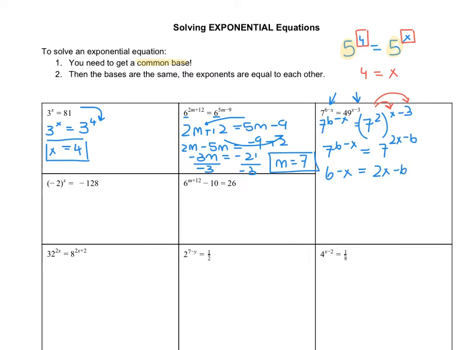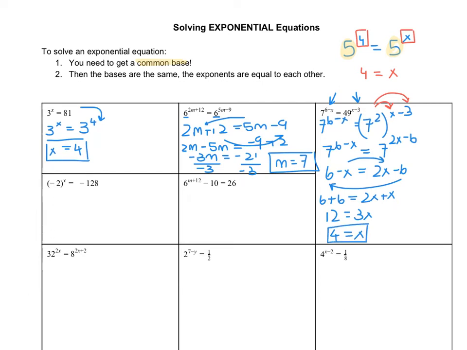Then again, we're back to grade 9. I'm going to bring the x's to the right this time and the constants to the left just to make everything positive. So 6 plus 6 equals 2x plus x. So I have 12 equals 3x. When we divide each side by 3, we get 4 for our x value.